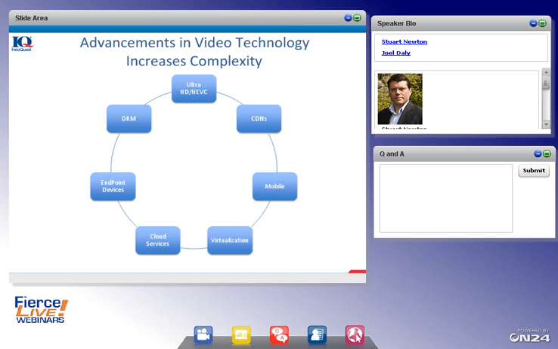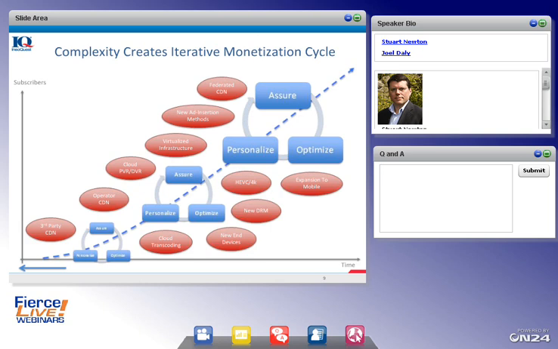Virtualization and network functions virtualization, NFV, is huge in the industry at the moment. A lot of people are looking to use virtualized functions across the delivery infrastructures. Cloud services, an exponentially growing amount of endpoint devices, different DRM technologies. The list goes on. And when you start to look at this in comparison to the monetization cycle, to the monetization components that we talked about, you start to see that this complexity requires an iterative monetization cycle.